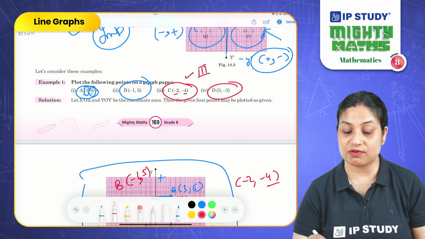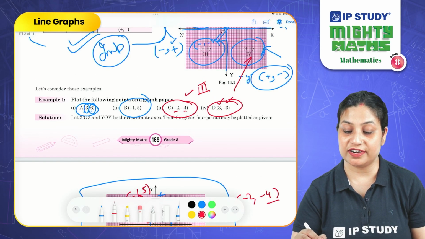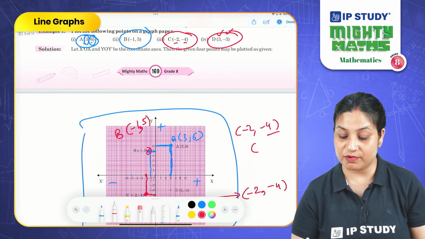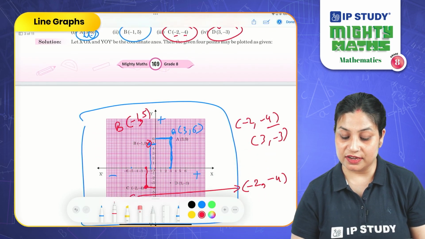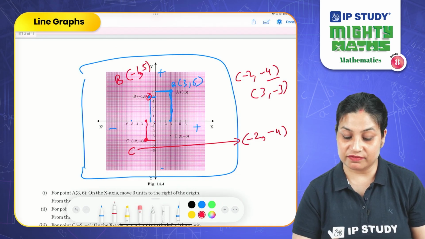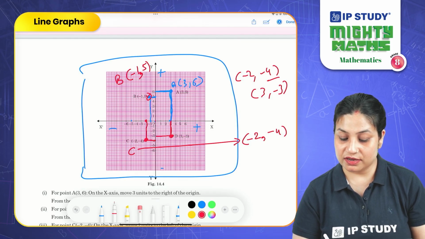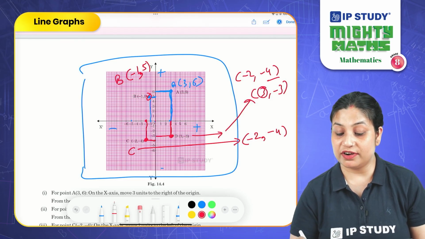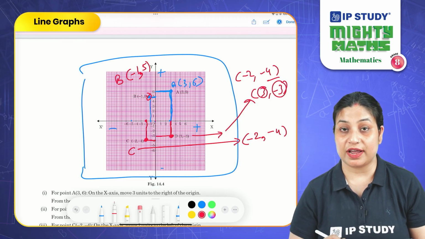Obviously, since the first coordinate is positive and the second one is negative, it falls in the fourth quadrant that we have just discussed, right? So let's plot this point. The point is (3, -3). So where is +3? Over here. Where is -3? -3 is over here. So this is point D and it is (3, -3), where 3 is the x-coordinate and -3 is the y-coordinate.